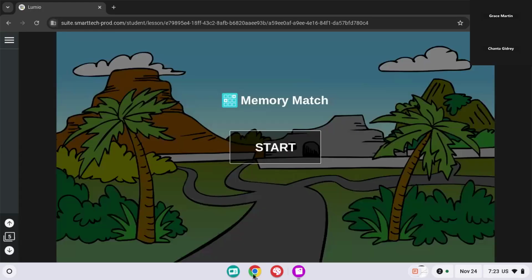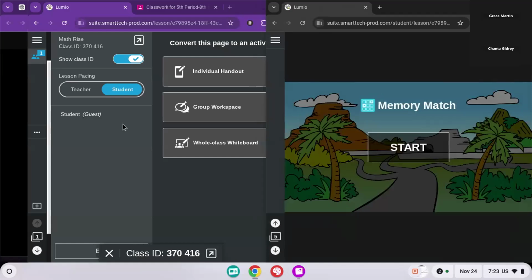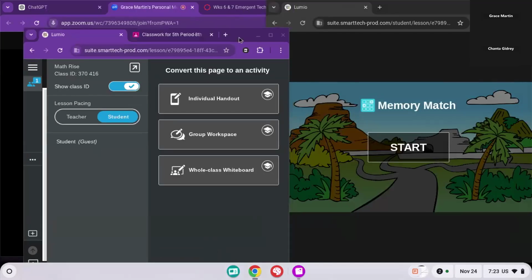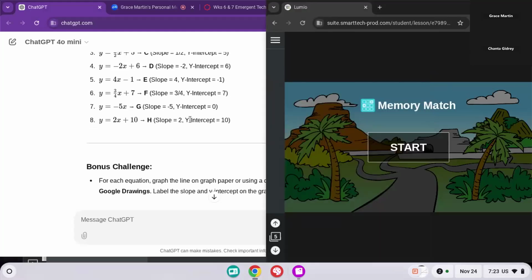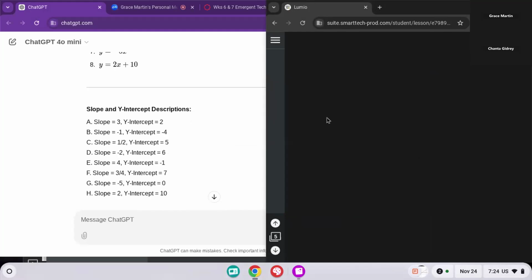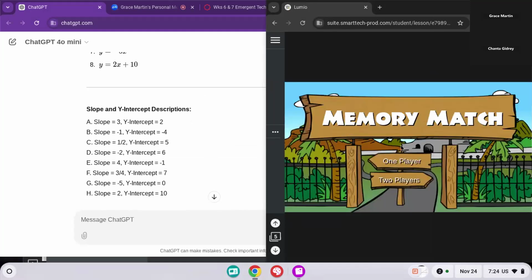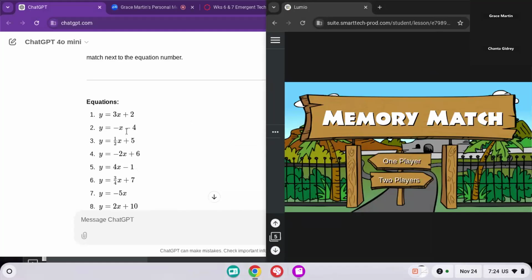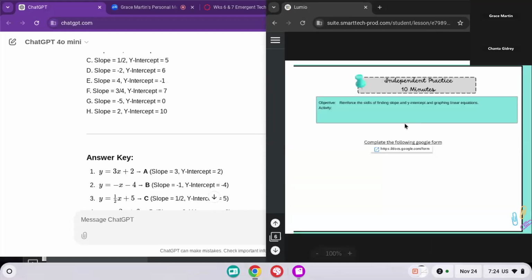Here I asked ChatGPT to create different questions: a matching game and multiple choice questions. This one is the example of the matching game. I push start, and students match the number of players and then play the matching memory game. It generated the equations for me, and also the answers, and it gave me the answer key, and I just plugged them into the Lumio presentation.